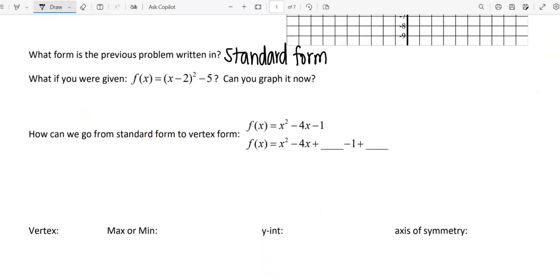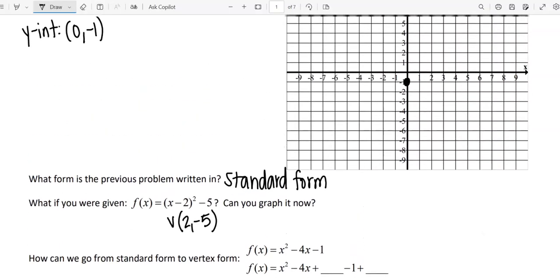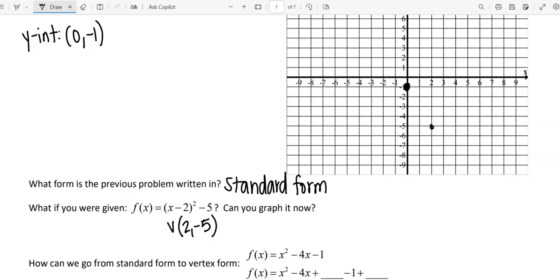What if you were given f of x equals x minus 2 squared minus 5? Can you graph that? How can you graph that? Okay, where's the vertex? 2, negative 5. And so we can graph that by going right 2, down 5.